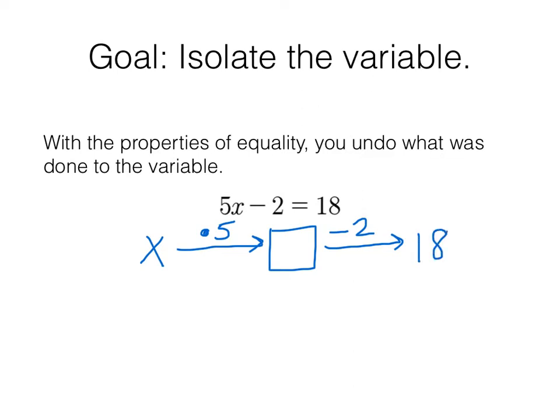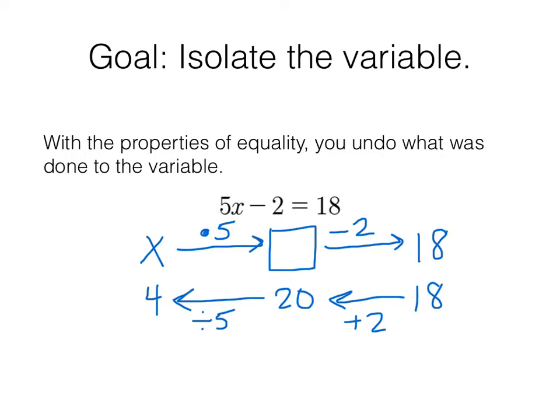So now we're going to work backwards to figure out what happened to x. If I work backwards, I would start by adding 2. So 18 plus 2 gives me 20. Then the opposite of multiply by 5, I would divide by 5, and dividing by 5 gives us 4. So in this circumstance, x equals 4. We're undoing what was done to the variable.